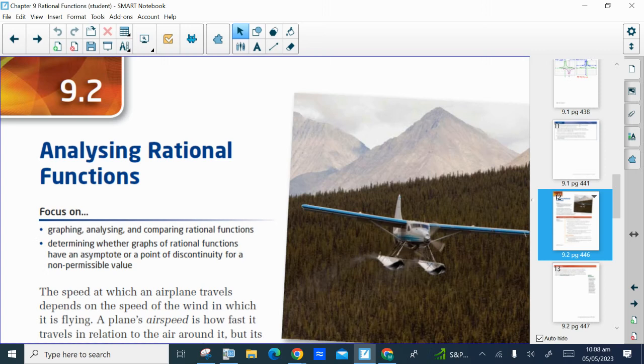So 9.2, analyzing rational functions. So we're going to graph and analyze and compare rational functions, which we've done some of before. But now we're going to see a different type of rational function. We'll see whether graphs have asymptotes or points of discontinuities for permissible values. We're going to see that sometimes they'll have one or the other, or sometimes both.